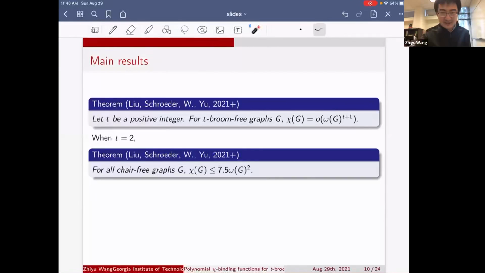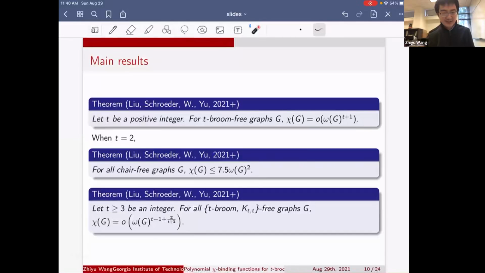You can see that it is a strengthening of the first theorem. It is quadratic. And if in addition we forbid K_{t,t}, we can lower the binding function a little bit: it is little o of omega to the power of t minus 1 plus 2 over t plus 1. So that is our theorems. All right, with the remaining time, we want to give an idea of how the proof works.